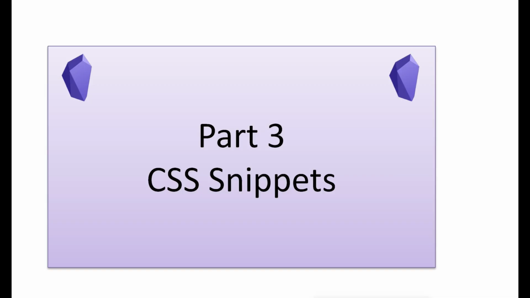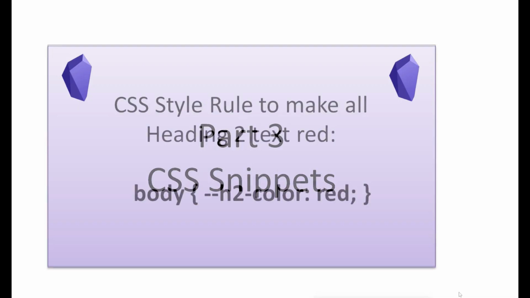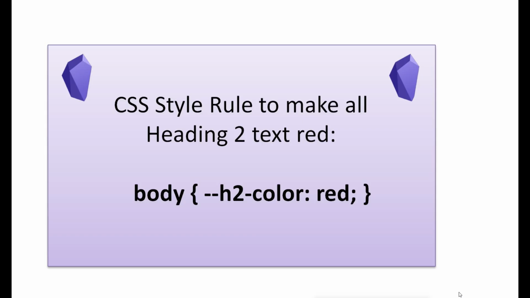I'll illustrate the process for creating a CSS snippet by using the real case example that was given in the previous section. Let's suppose again that I want to create a CSS snippet that will make all heading 2 text in my vault have the color red. First, I have to create the CSS style rule to accomplish this. We've already done that in the previous section. The style rule is as shown. Next, I must create a CSS file that contains this style rule.